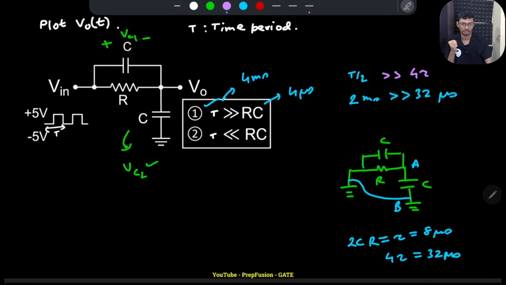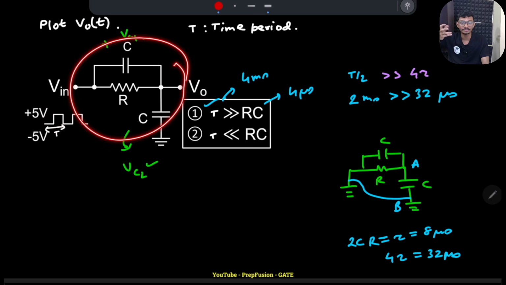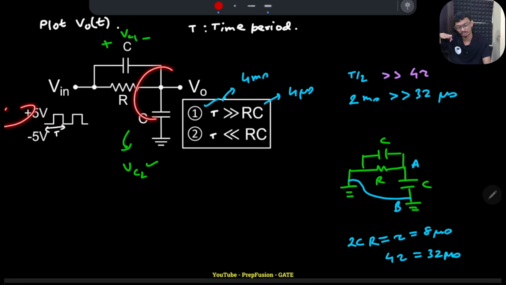Why is capital T by 2 important? Because if you see, my input is not changing for capital T by 2, the half time period, right? And my circuit will only take 32 microseconds to reach steady state. So as if I'm connecting -5, as if the input is already -5 forever, and the circuit will reach steady state in that duration. And then once the next 5 volts comes, the circuit will observe that as if this 5 volt is always there because it will reach steady state.